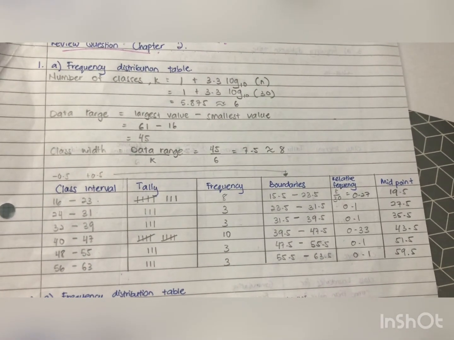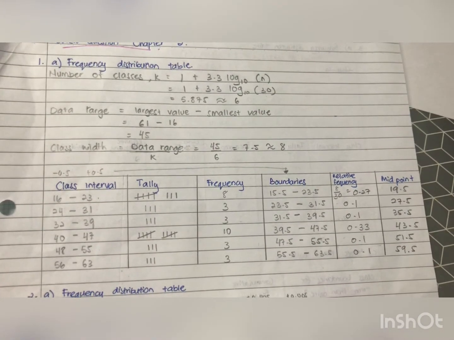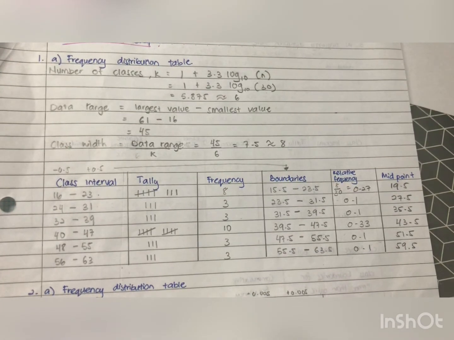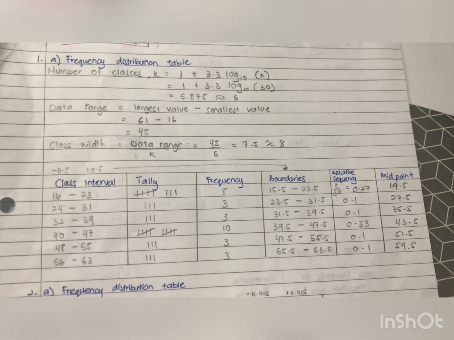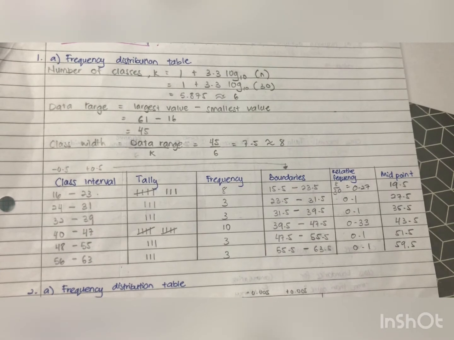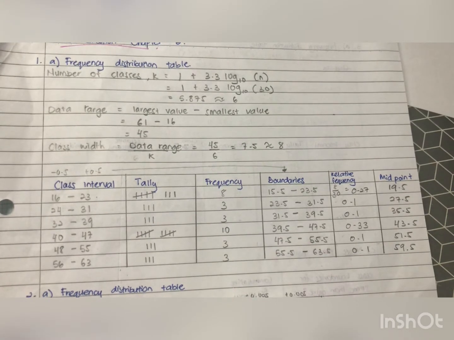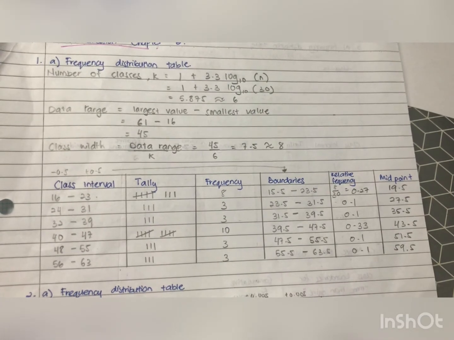After you find the number of classes and data range, you can find the class width. Class width equals data range divided by k. So 45 divided by 6 equals 7.5. If the data of numbers that the question gives us is in round numbers, we need to make sure the class width is also a round number. So it will become 8.